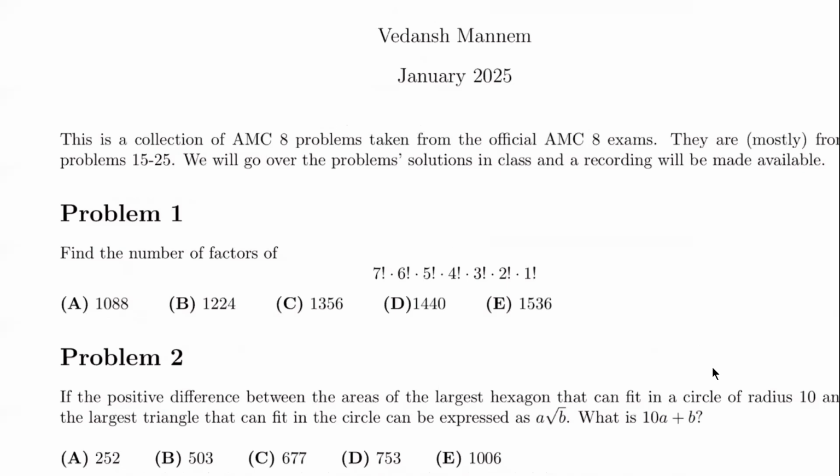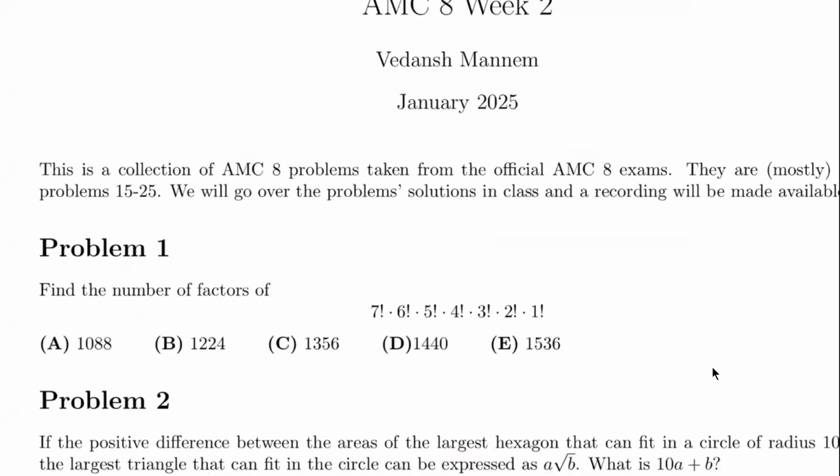So it says find the number of factors of 7 factorial times 6 factorial times 5 factorial times 4 factorial times 3 factorial times 2 factorial times 1 factorial. And remember that a factorial, so if I'm talking about 4 factorial, let's say, that means I'm going to be multiplying all the numbers from 1 all the way to this number. So for 4 factorial, I'll be multiplying 1 all the way to 4, so that'll be 24. So go ahead and try this question and type your answers in chat.